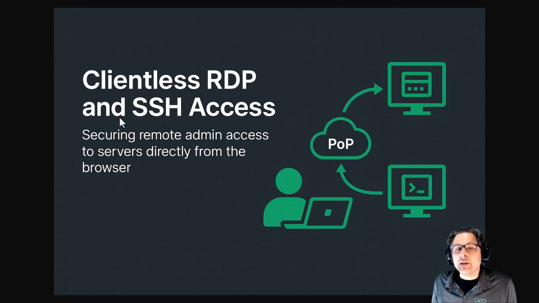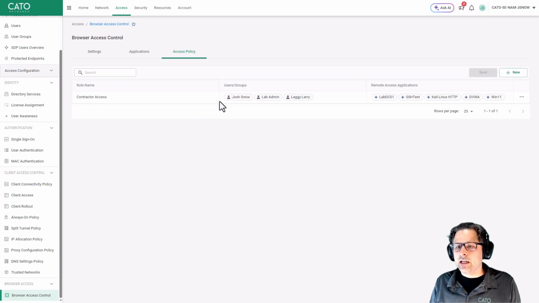Hi guys, in this video we're going to talk about clientless RDP and SSH access, securing remote admins to servers directly from the browser. This is a really good use case. It's one of my favorite use cases because I do a lot of RDP and SSH. So having this set up via the browser makes it so much easier, and to do it securely and to be able to offer that to administrators on the go, or if they change from a laptop to a desktop, is very powerful. So let's get into it, show you what that looks like.